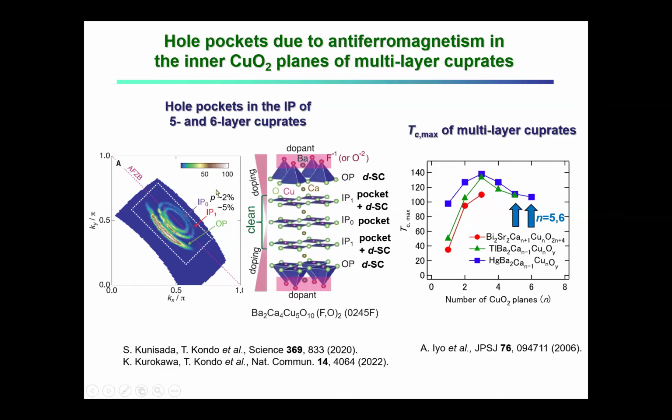And because of the antiferromagnetic order, a recent report by Kondo and their co-workers found that the Fermi surface of the inner 2 layers is that of a folded Brillouin zone, namely small hole pockets created by antiferromagnetic ordering.